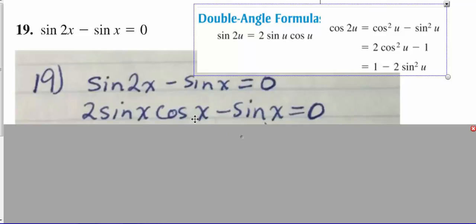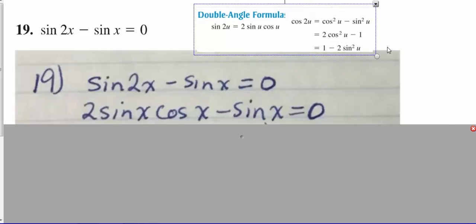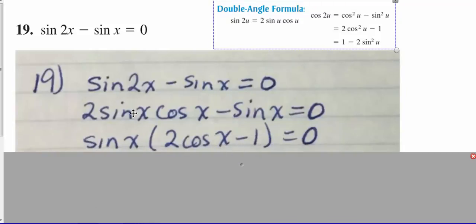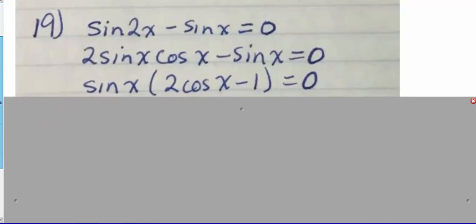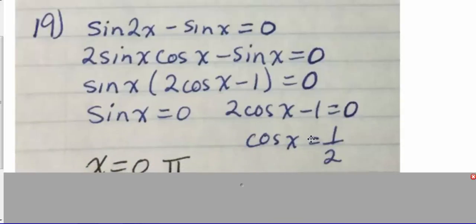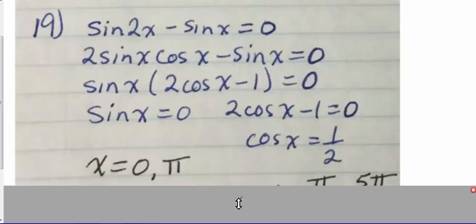Just like when we did the identities, I said starting with converting to sines and cosines is probably the nicest way to go. I now see that I have a common factor of sine here, so factor out the sine, I'm left with 2 cos theta minus 1, and now I have that form that I'm always looking for. Two values multiplied to 0 means that one or the other has to be equal to 0. So sine x is 0, or 2 cos x minus 1 is 0, so cos is 1/2.